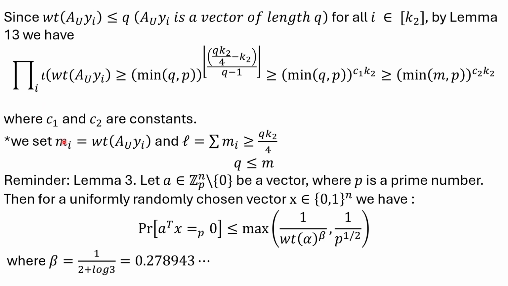We set the mi as the weight of A_U y_i, and L as the sum of each mi, which we saw is greater than or equal to QK2 divided by 4. This is greater than or equal to minimum QP to the power of C1 K2, where C1 is a constant. And we can see that this is greater than or equal to the minimum of MP to the power of C2 K2, where C2 is also a constant. We here have a reminder for Lemma 3. On the next slide, we're going to use this lemma.